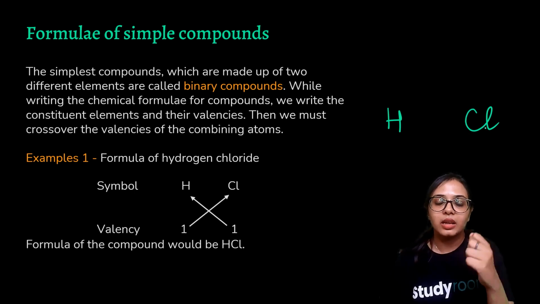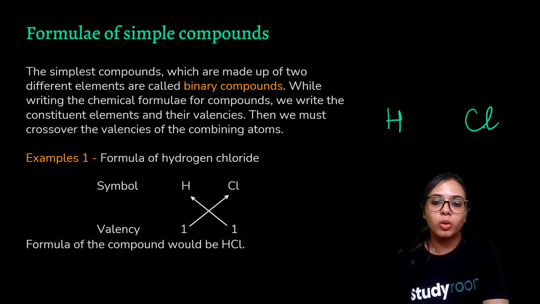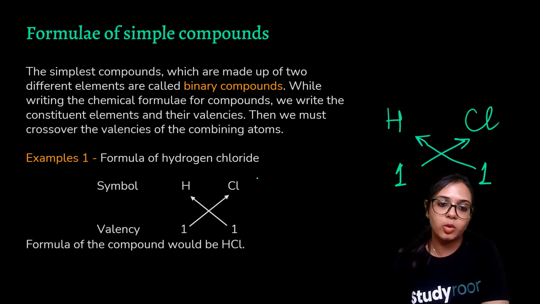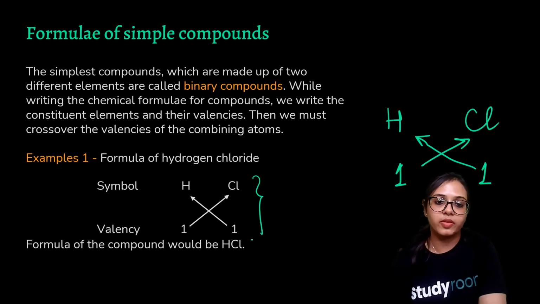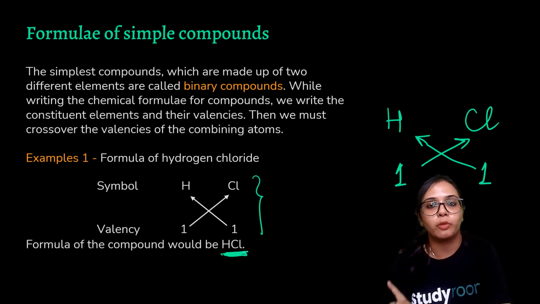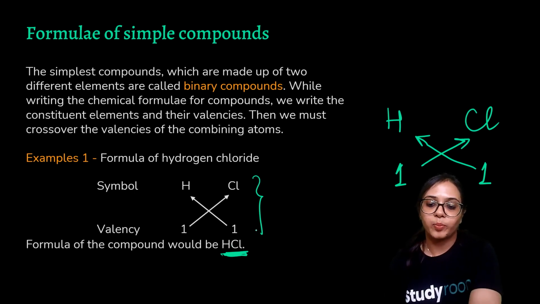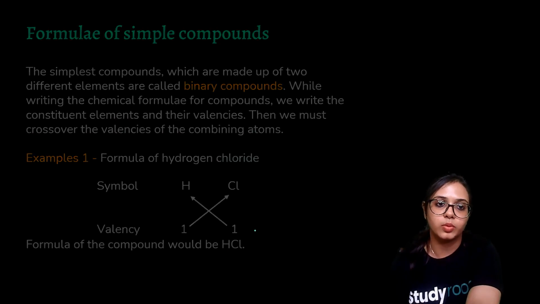Why valency? Writing valencies is important so that you may know what sort of exchange is taking place. We know that hydrogen has 1 valency, and chlorine also has 1 valency. So this exchange is taking place here. As you can also see over here, this exchange is taking place, and what we observe is that 1 atom of hydrogen comes together with 1 atom of chlorine to form 1 molecule of hydrogen chloride, or HCl. So we must write the crossover valencies of the combining elements, and that is how we get the chemical formula of this compound.